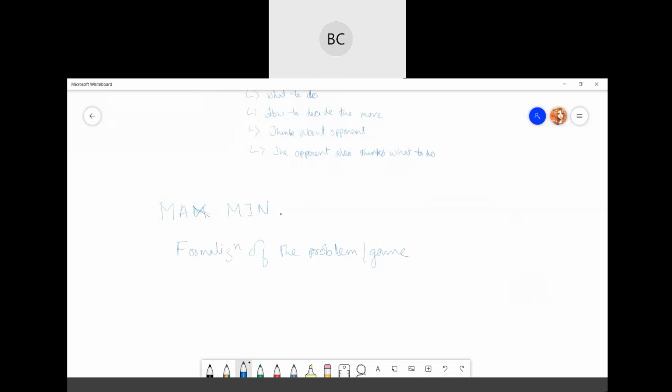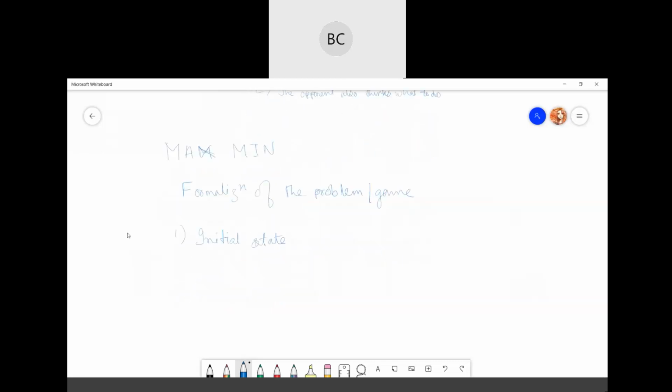So there are certain elements, or I can also say components. One is the initial state. The initial state will specify how the game is set up at the start. Okay, it's just the initial setup of your game. Second is your players. This one will specify which player has the move in the search space. This one will decide which one will be the max and which one will be the min.